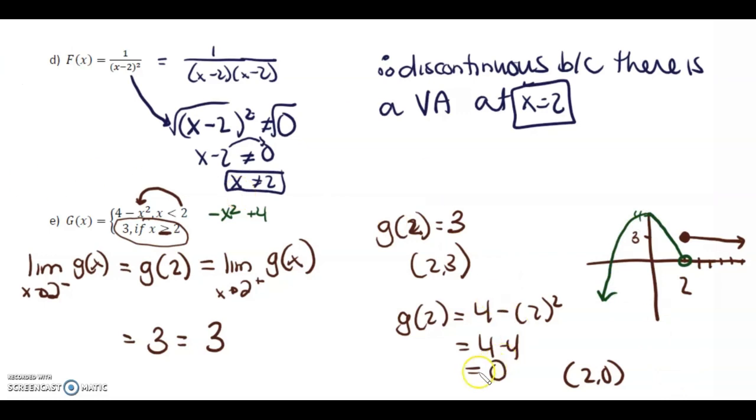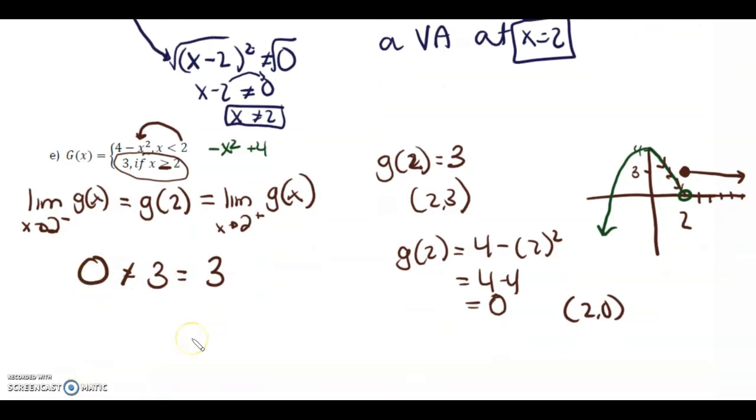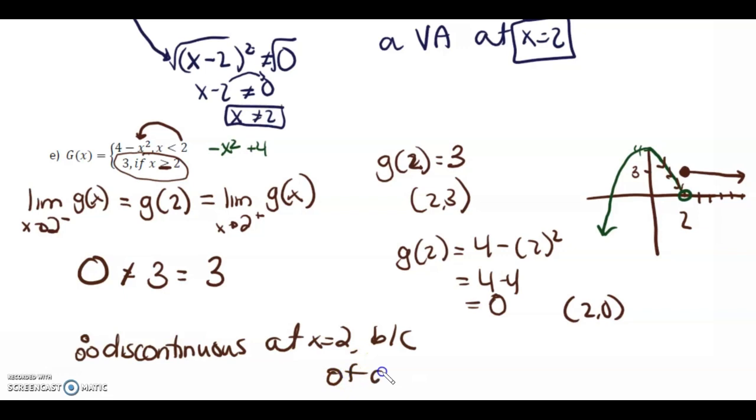So what I would put here is, because this approaches 0 from the left, 0 does not equal 3. So I'm going to say that this is not continuous. Therefore, discontinuous at x equals 2 because of a jump. There's going to be a jump in that graph.